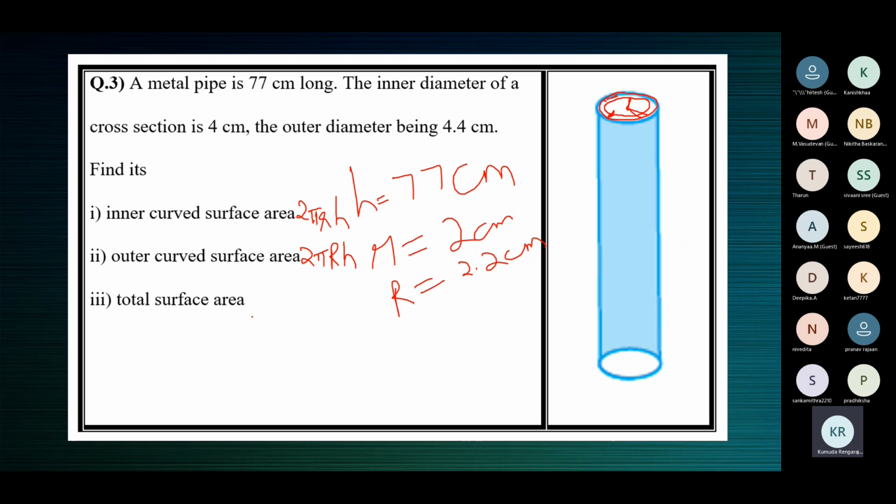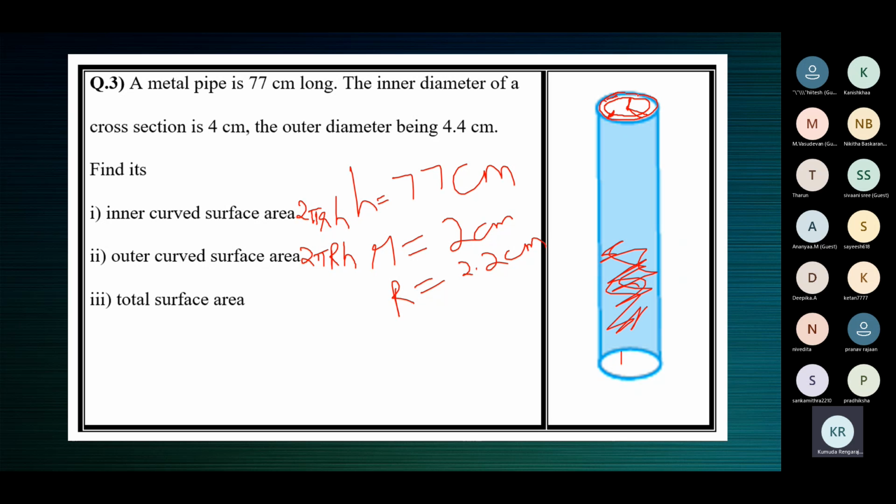Now we start painting from the inside. So you'll paint the inner curved surface area. Then you'll paint the outer curved surface area. So inner is the inside of this pipe, inner curved surface area. Outer is this one, outer curved surface area.